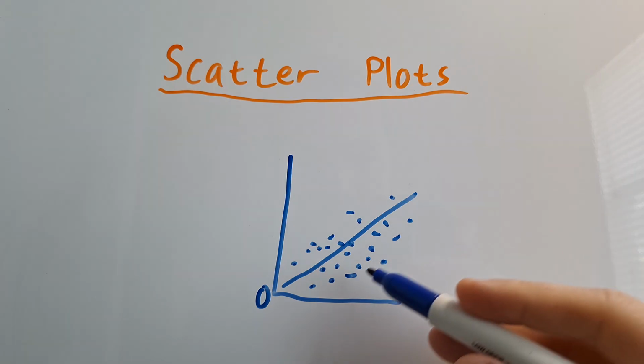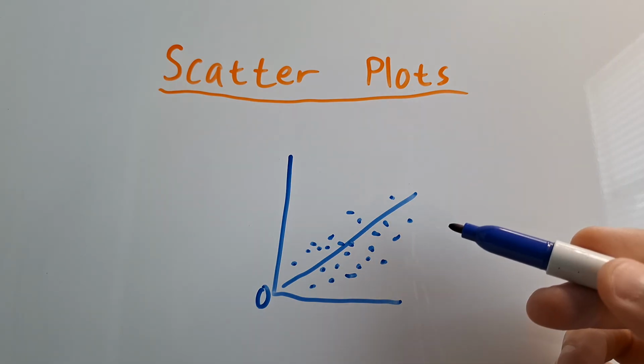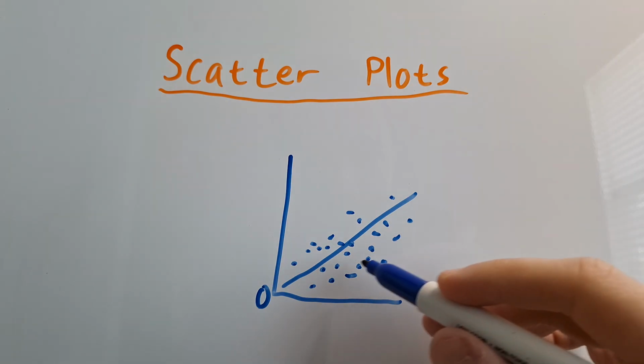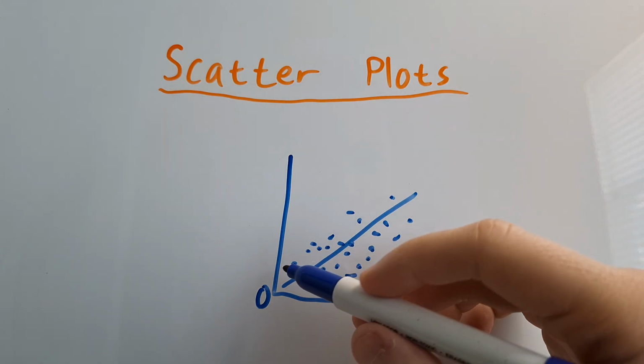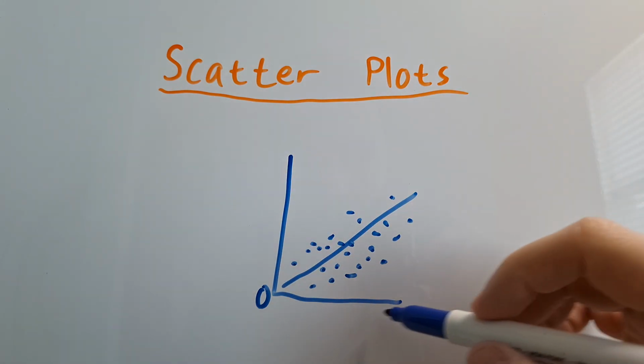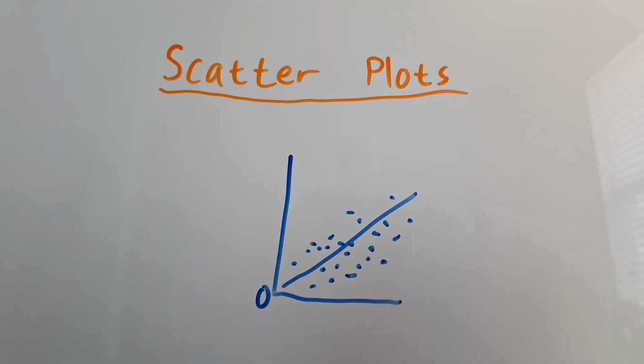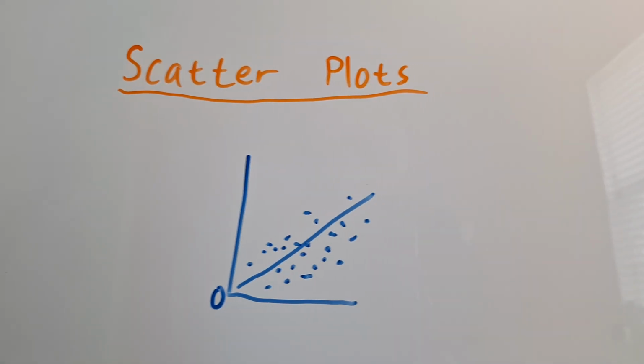Can we have negative numbers in scatter plots? Sometimes yes, but the majority of the ones we deal with will be in quadrant 1. So we'll have positive data vertically and horizontally. So let's take a look at a couple of examples.